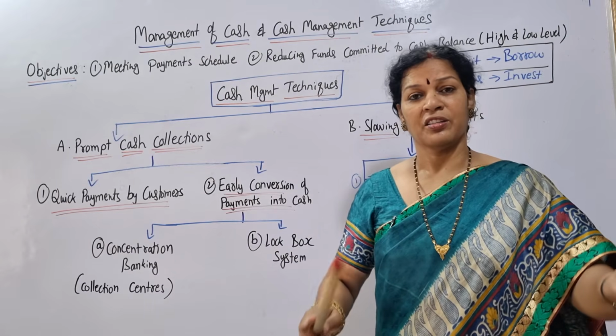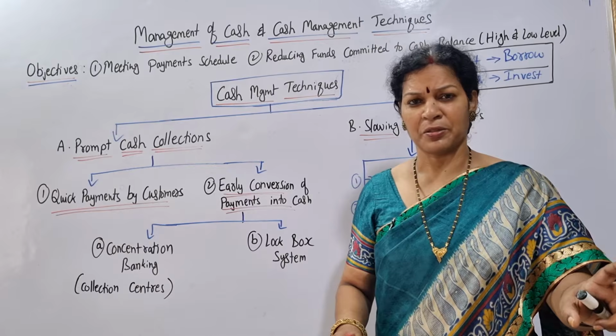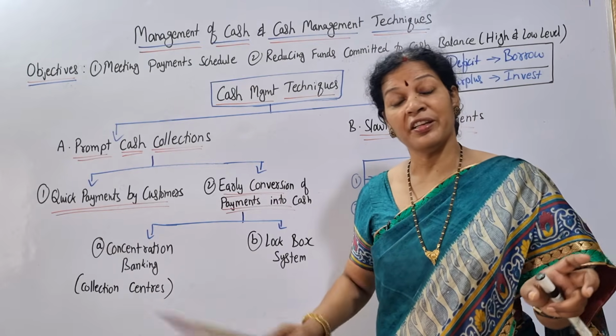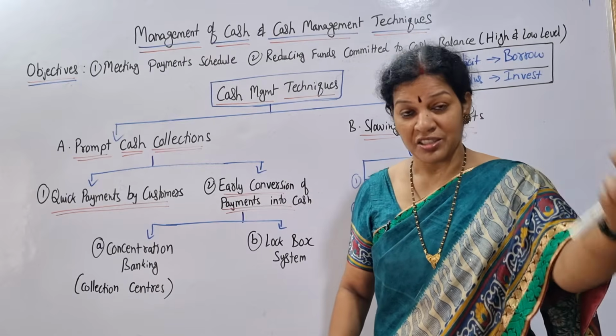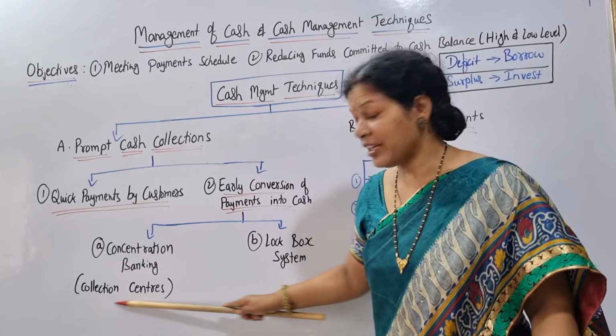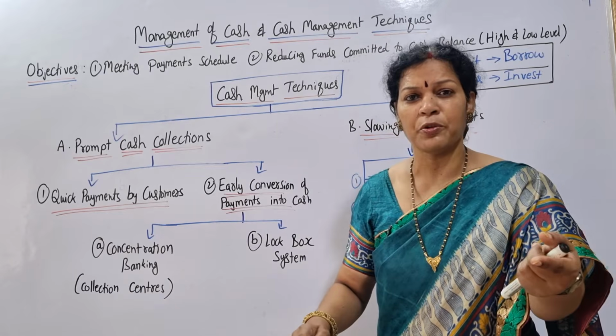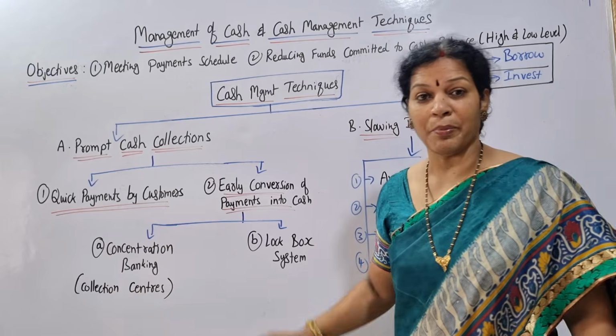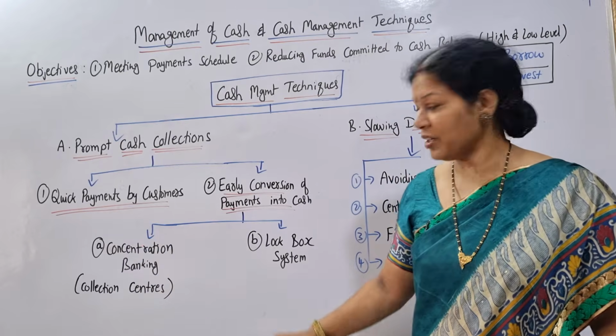Suppose we have a business only in Jaipur. But Jaipur has different areas: districts, cities, streets. There you have to maintain collection centers so that the customer can approach you easily without any delay. So that is concentration banking. Okay, are you getting it?